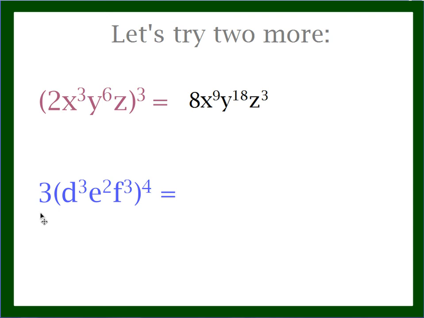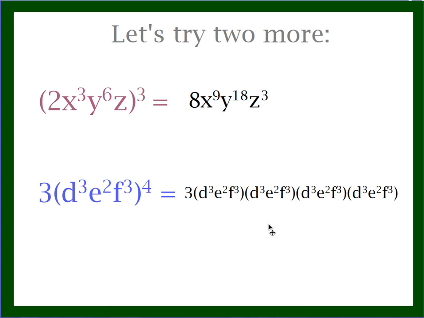In the second example, our coefficient of 3 is not inside the parentheses. It's only the parentheses that get written out 4 times. Let me show you what that looks like. The 3 stays out front, and then I have 4 sets of parentheses. That means the 3 will stand alone. And I have 3, 6, 9, 12 D's. I have 2, 4, 6, 8 E's. And I have 3, 6, 9, 12 F's. I end up with 3 times D to the 12th, E to the 8th, F to the 12th.